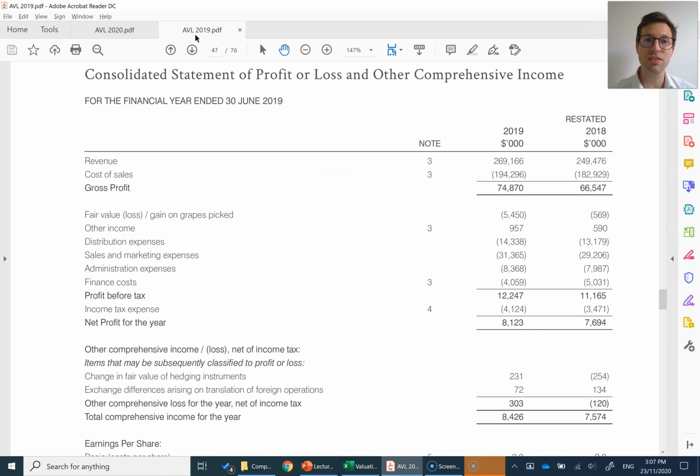So for example, in this 2019 annual report, it says the 2018 figures here were restated. So these are the numbers that I'm using for 2018. So that's important. In case your company's had a restatement, you need to use the restated or more up-to-date, newer, more relevant information in your spreadsheet.